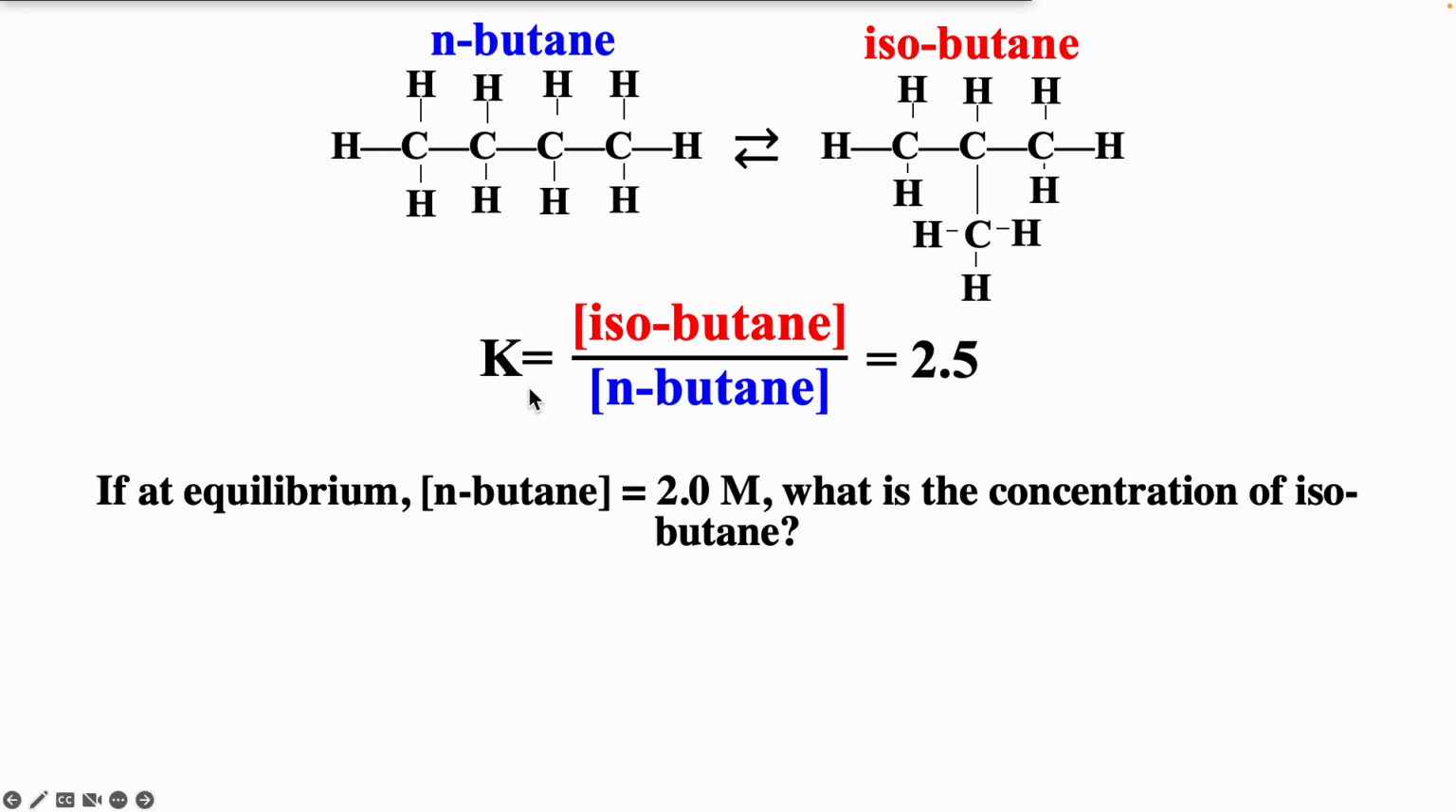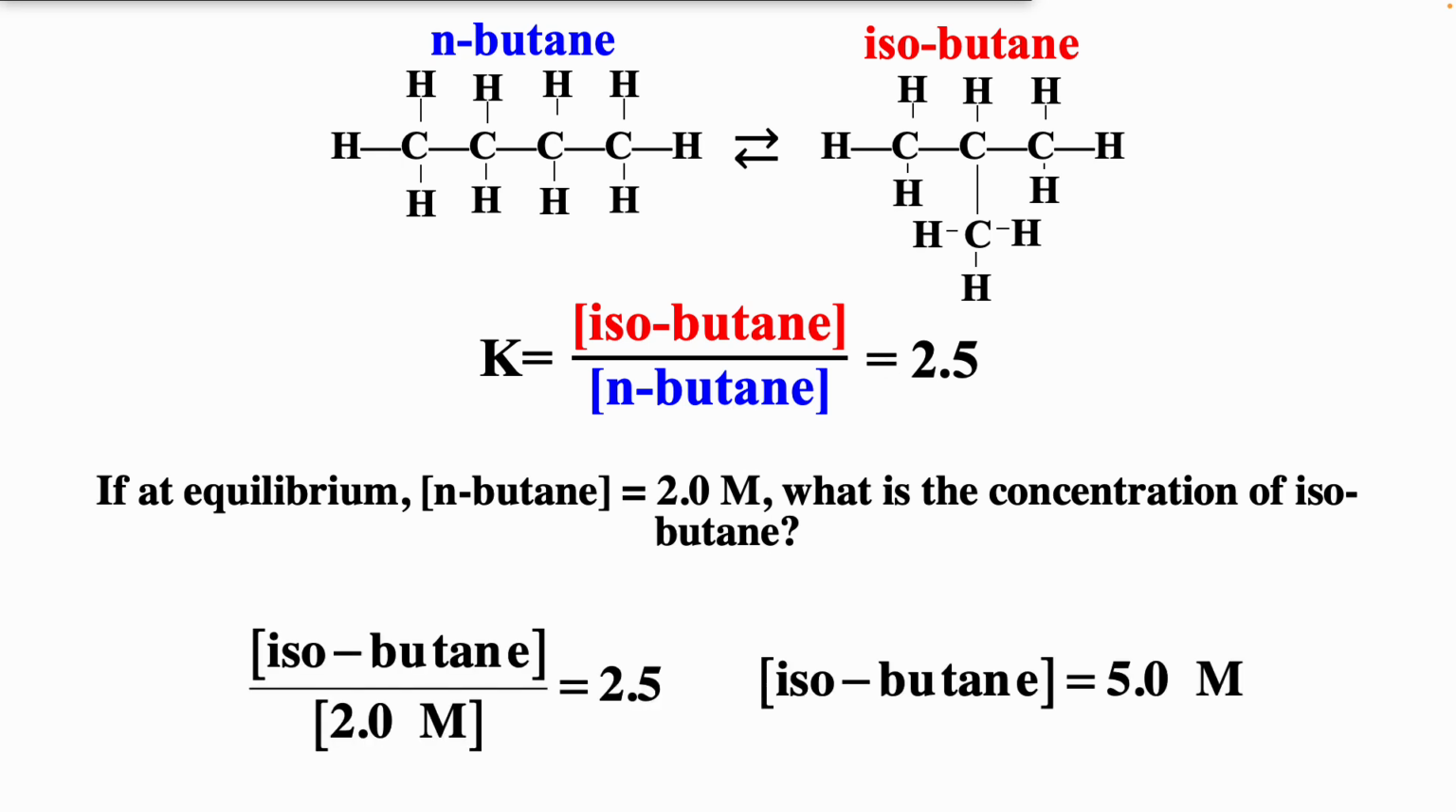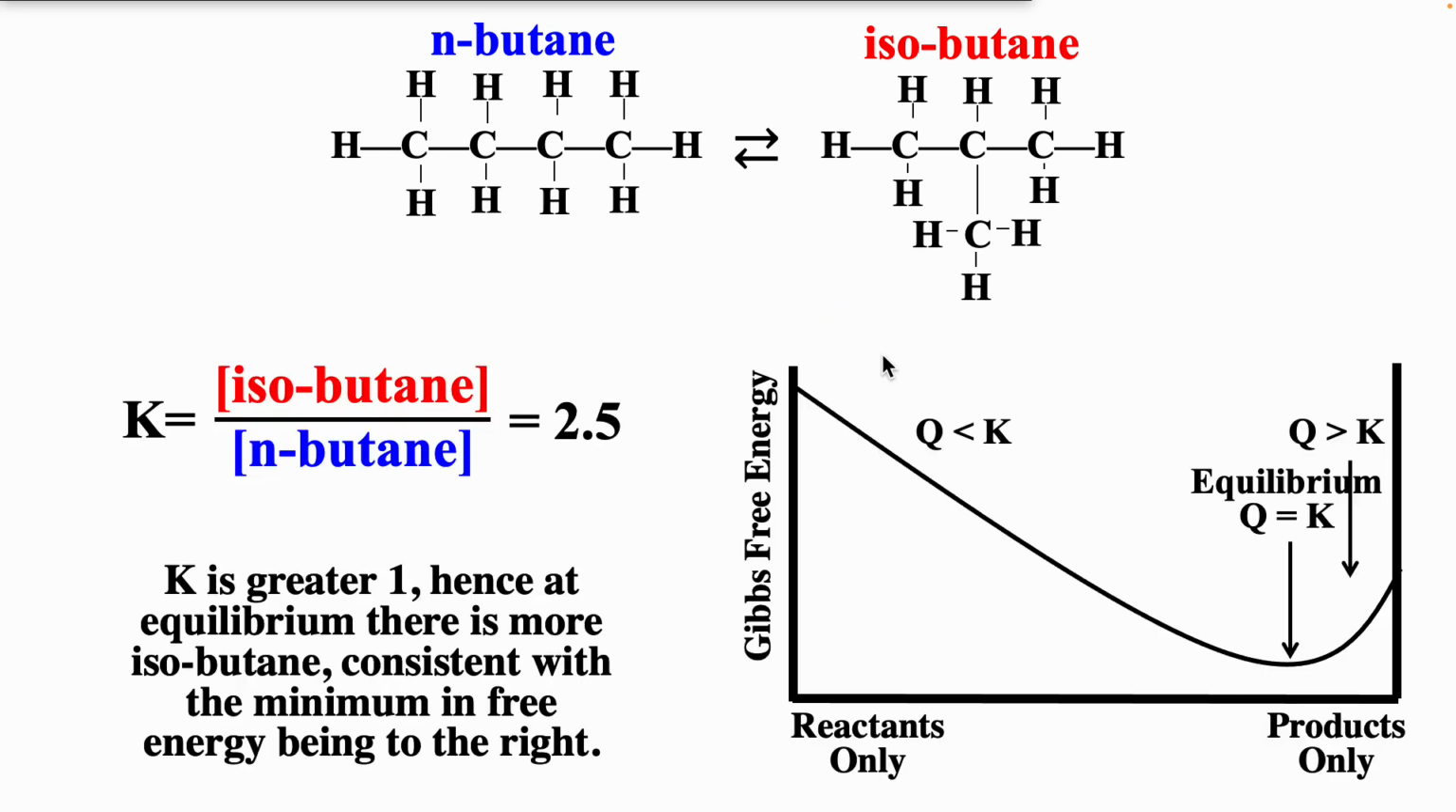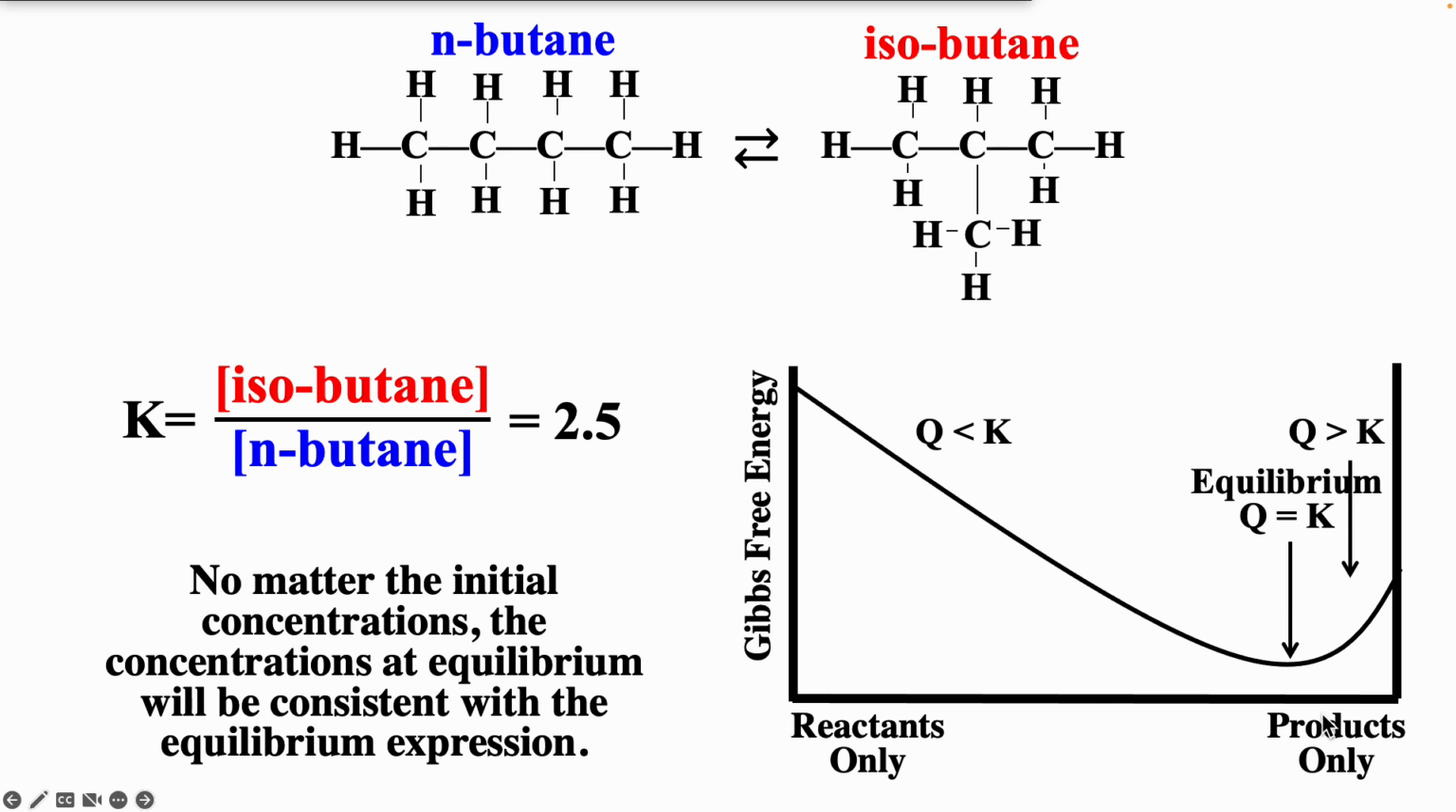If we look at another example, say n-butane's concentration is 2, then isobutane would have a concentration of 5. Again, equilibrium expressions are important. They enable us to determine the concentrations at equilibrium. For this reaction, our K is greater than 1, which means that we're going to have mostly products at equilibrium. No matter what the initial concentrations are, the concentrations at equilibrium will be consistent with the equilibrium expression. That means, no matter where you start on this line, you'll always end up at the minimum.